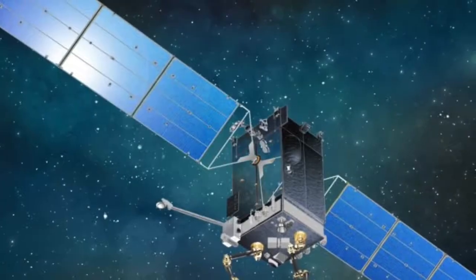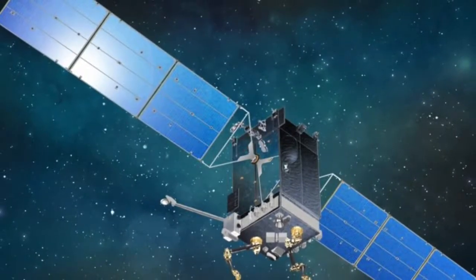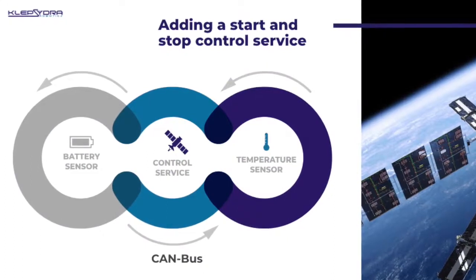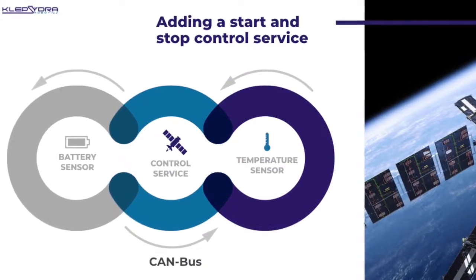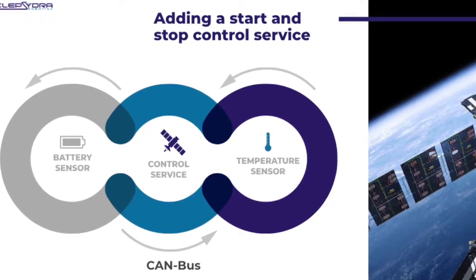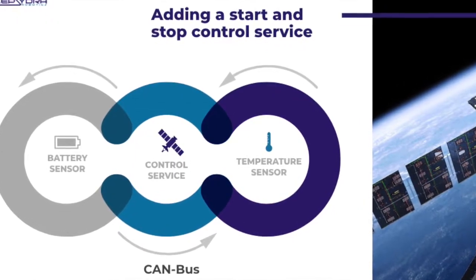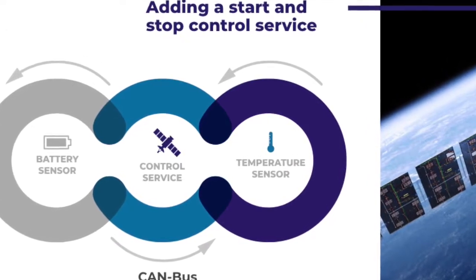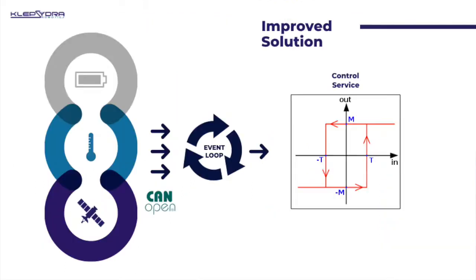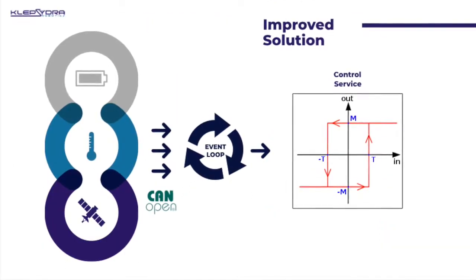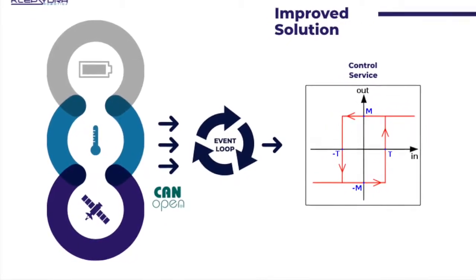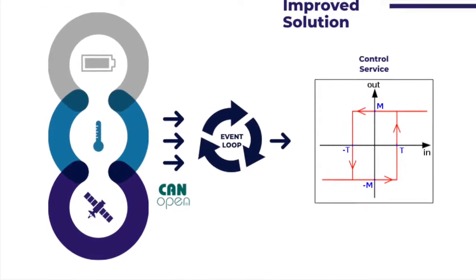Now that we have seen Klepsydra Earth observation in action, let's have a look at further improvements. One of the key elements in any satellite application is the capability to shut down non-critical processes, for example, when the battery is low or the temperature is high. This can be easily done in Klepsydra. As we are in a CANopen environment, let's assume that there is one battery sensor and one temperature sensor, both connected to the network.